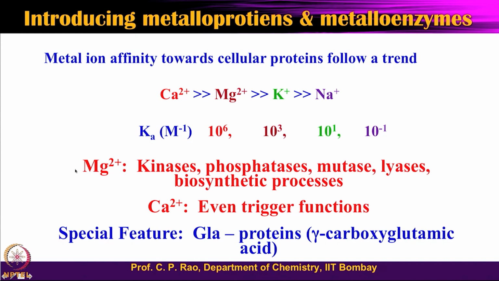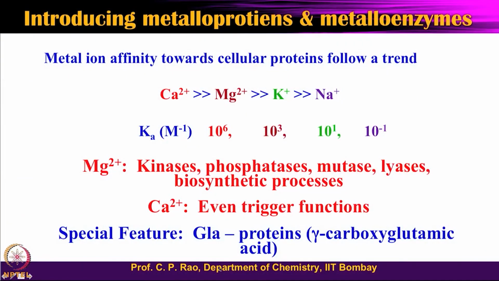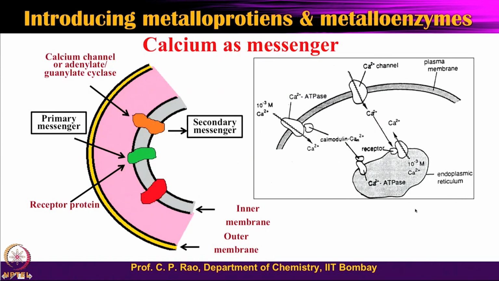Magnesium of course activates kinases, phosphatases, mutases, and lyases, and is involved in many biosynthetic processes. The main things are kinase and phosphatase, absolutely. These are the two that run the whole signaling process and all the events that take place. In addition, calcium will show many of these properties plus triggering. A specific feature I talked to you about is the GLA proteins, which are nothing but carboxylated ones. Gamma carboxyglutamic acid is the one.